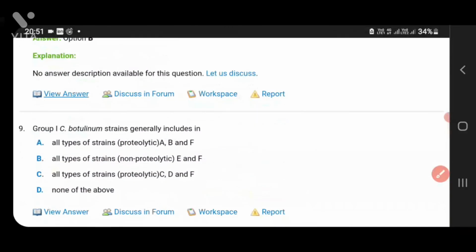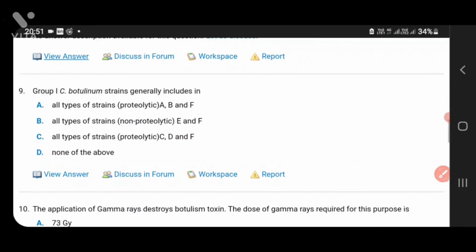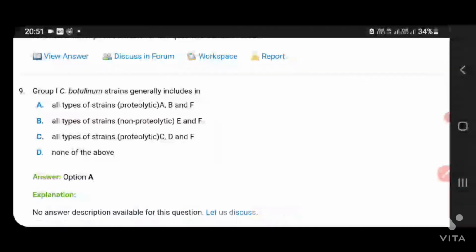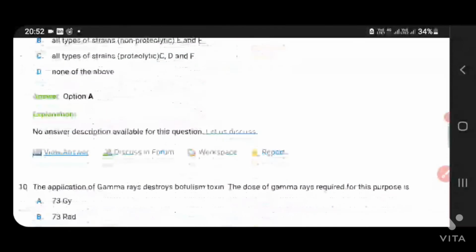Okay. Then group C botulinum strains generally includes what? All types of strains. There is proteolytic A, B and F, all types of strains, E and F, all types of strains, C, D and F, and the answer is A, all types of strains like proteolytic A, B and F. Okay, A is the right answer.